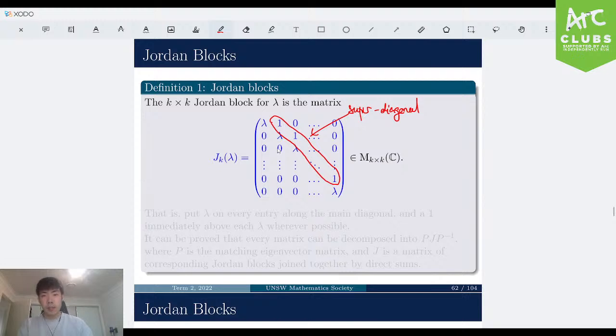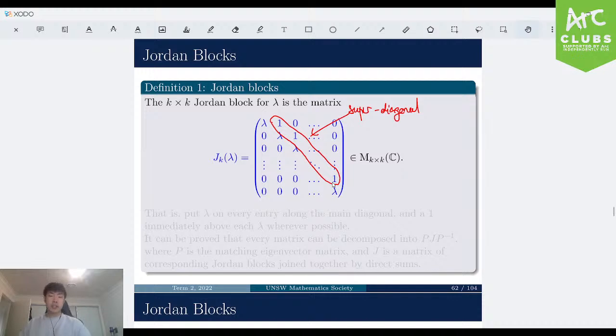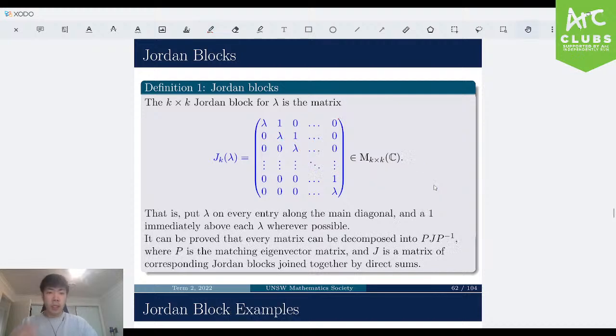And of course, these lambdas here are just sitting exactly on the diagonal. And this matrix here is called the Jordan block. As you can see, it's pretty similar to a diagonalized matrix, right? So it's pretty similar to a matrix where you just have lambdas down the diagonals. Only difference being you add a 1 on top of each of those lambdas. Okay. And this is just reiterating what I just said.